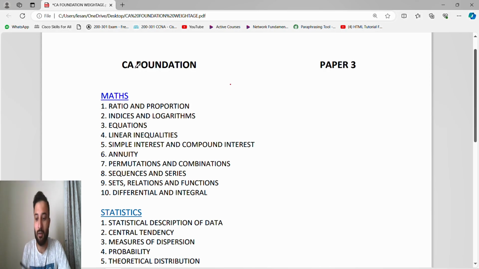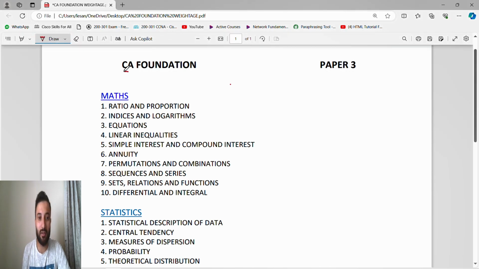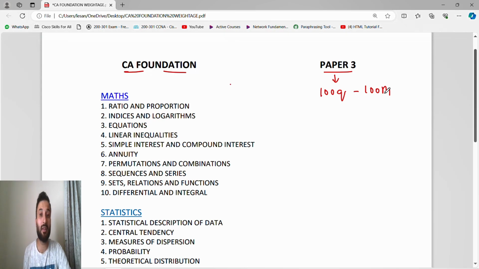So before starting the paper, I will tell you the chapters and the weightage, which will help you to decide which chapter you are going to select. Starting with CA Foundation Paper 3, it consists of 100 questions and 100 marks, meaning one question carries 1 mark. Remember, you are writing the foundation exam.